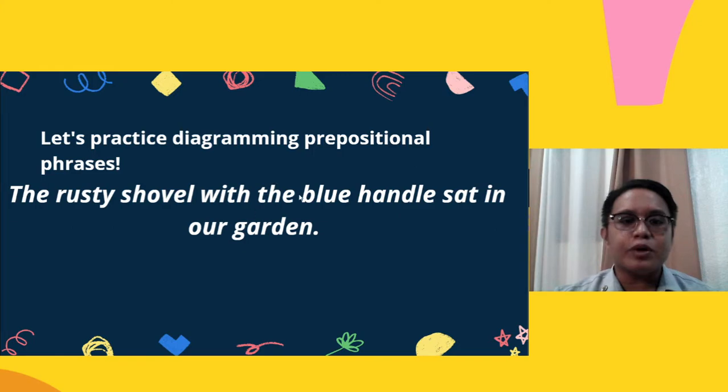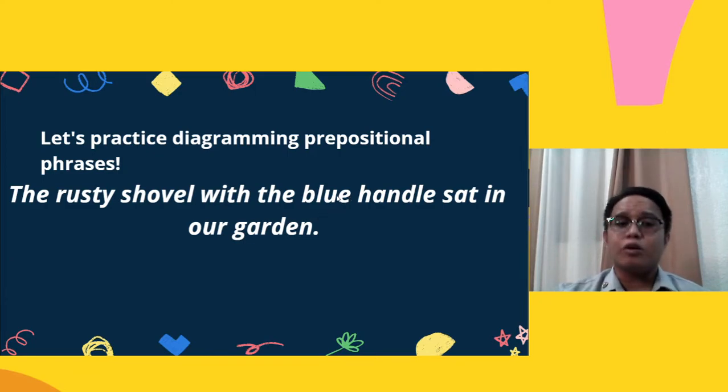Step number 2. Cross out all adjectives and adverbs in the sentence. So we cross out the and rusty, because these, the and rusty, describe the shovel. Ang kaning the and blue is describing the handle. So we also have to cross this out. And number 3, cross out our. Okay? So mao na itong mga adjectives.